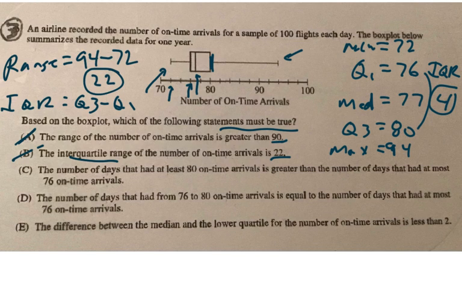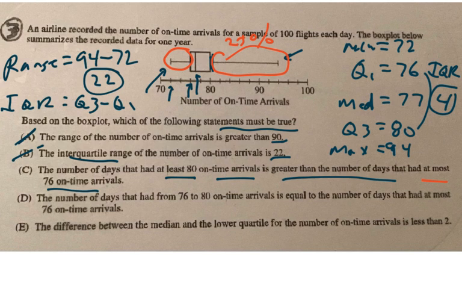The number of days of at least 80 on-time arrival is greater than the number of days at most 76. So at least 80 means this right here. That's my top 25%. At most 76, that would be my bottom 25%, right? So that's definitely can't be a possibility, right?